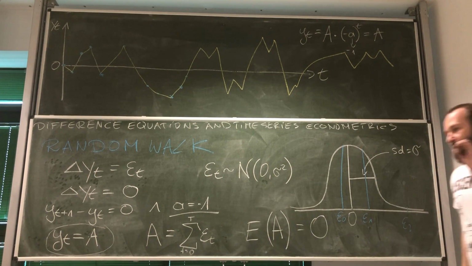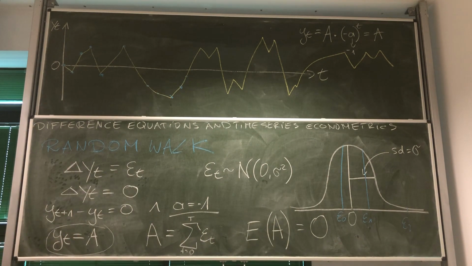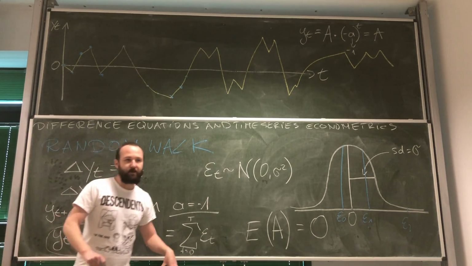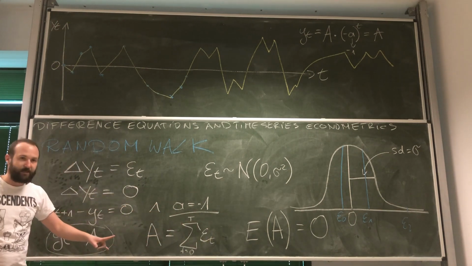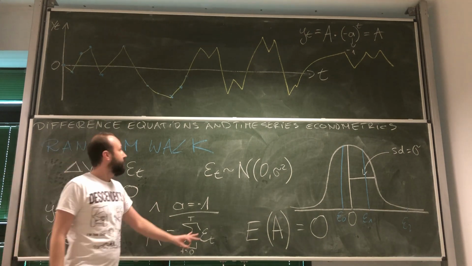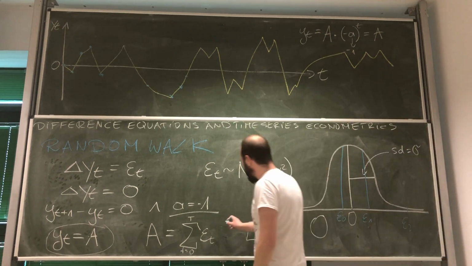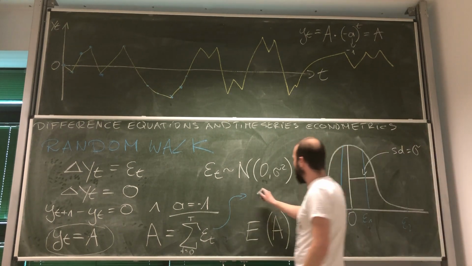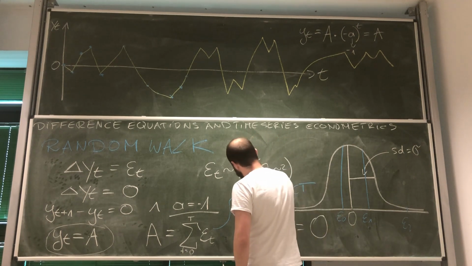And look, because of this special construct, what we get is that A is a collection of all the past shocks, which means A remembers every shock that happened over here, and this is why we call this type of process a process with perfect memory.